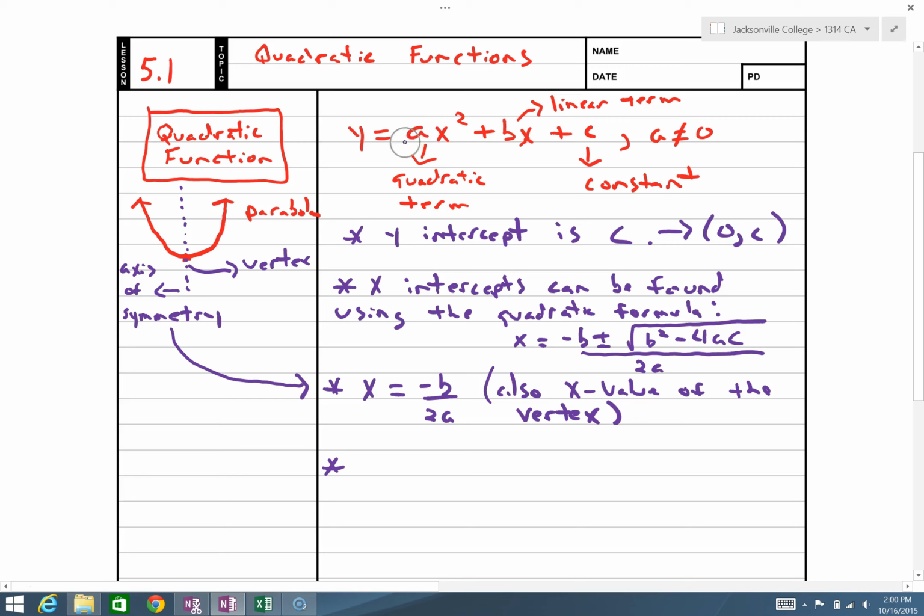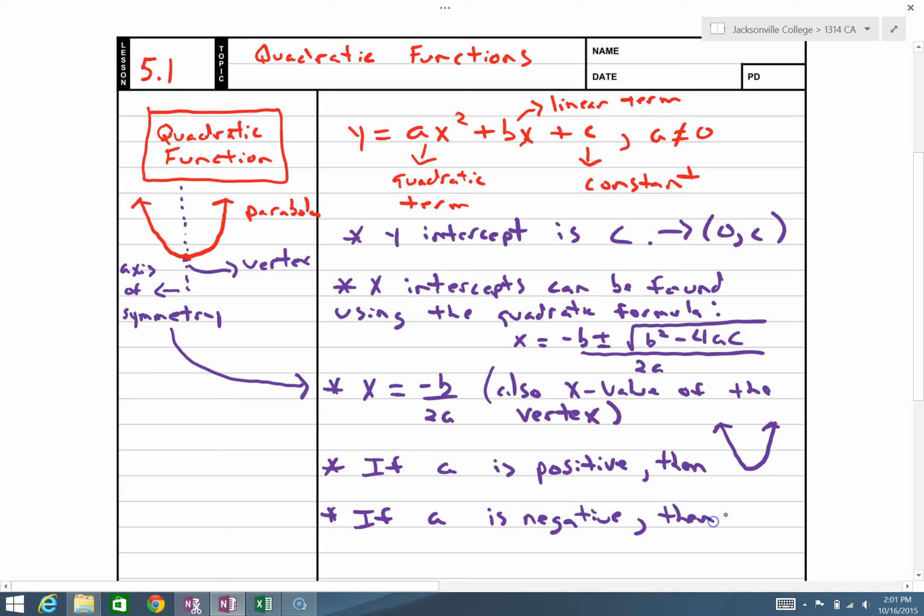This value a, that is the coefficient of the quadratic term, will let you know which direction the parabola opens. If a is positive, then the parabola will open up. If a is negative, then the parabola will open downward.